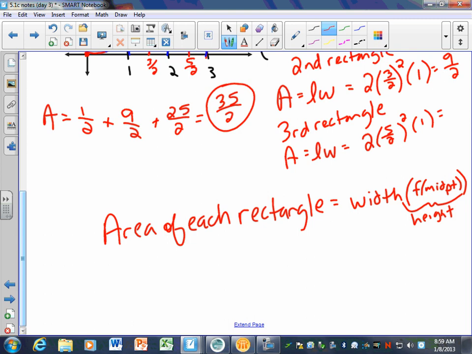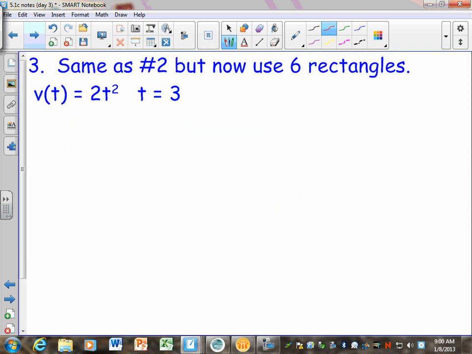So we're going to do another one of these, same problem, only I'm going to give you more rectangles, and I'm going to show you how you don't have to graph it out every time, and how you can do it all in one step, hopefully. All right, so make sure you write that down. Same as number 2, same directions, but now I want you to use 6 rectangles, but I still want you to use a midpoint. But instead of doing each one separately, let's see if we can kind of do it all at once.